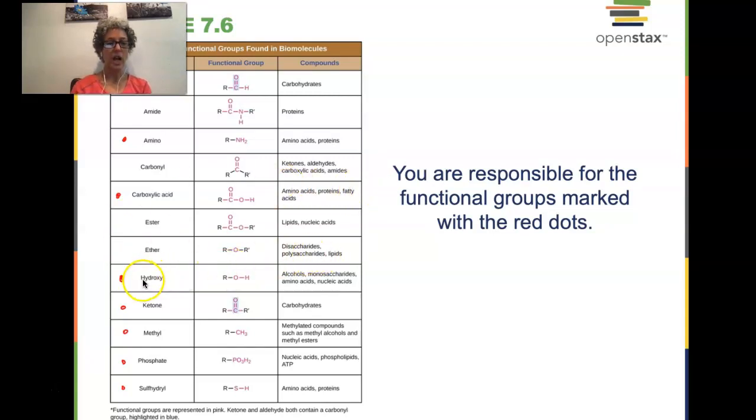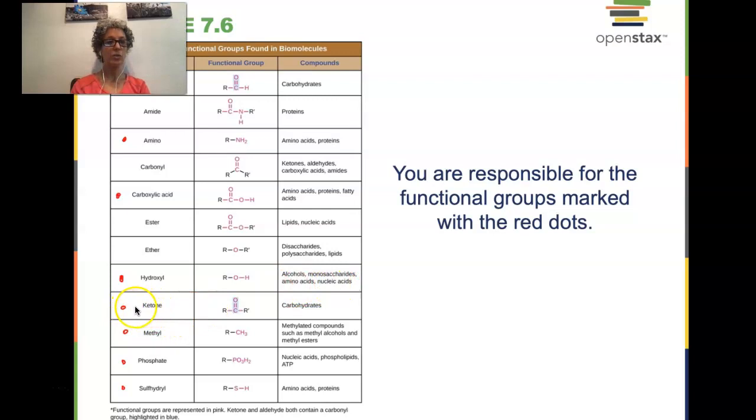The hydroxyl is an oxygen single bound to a hydrogen somewhere on the rest of the molecule. So wherever you see just the OH, that is a hydroxyl. So alcohols have OH, monosaccharides, which are simple sugars, some amino acids, nucleic acids.